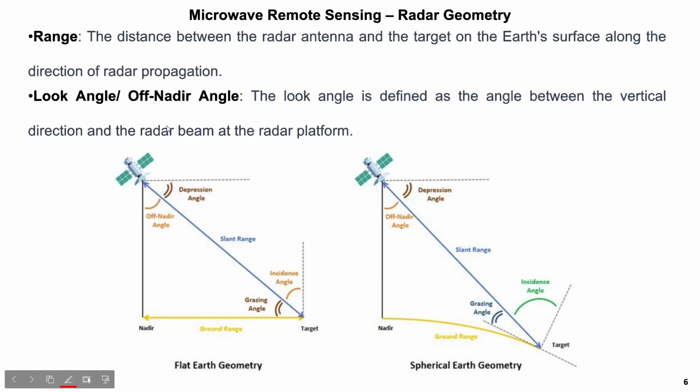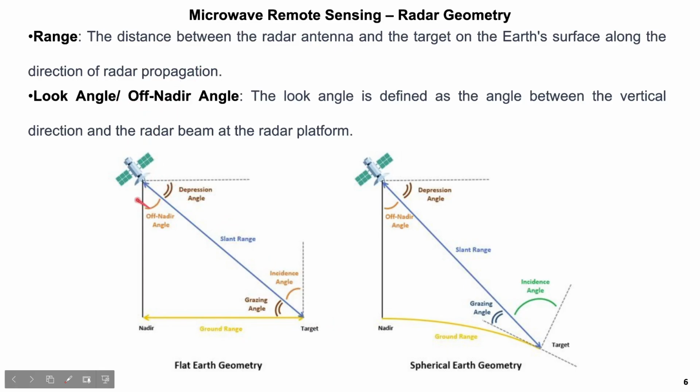So the first term that you need to understand in the radar geometry is the range. So range is the distance from the sensor to the target, and you should know that this range is the slant range. So it is not projected to the ground surface. So it is not the exact horizontal distance. It is the slant range.